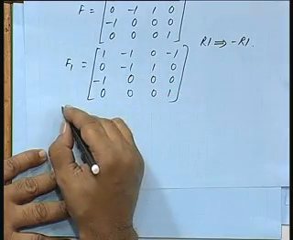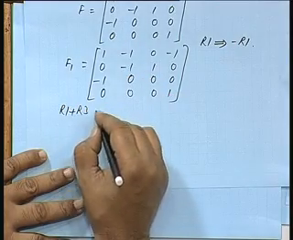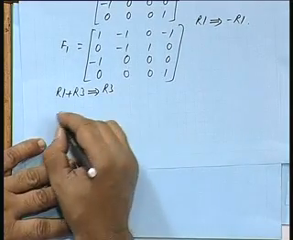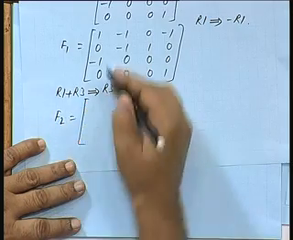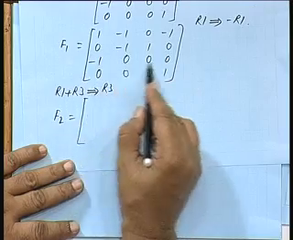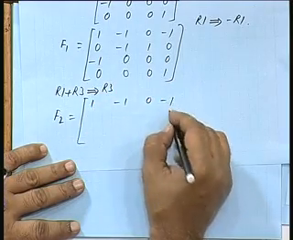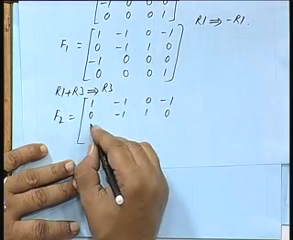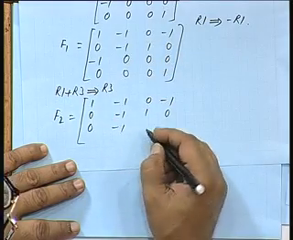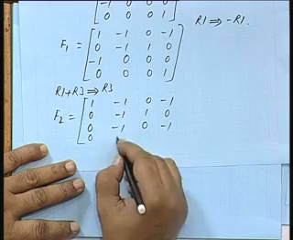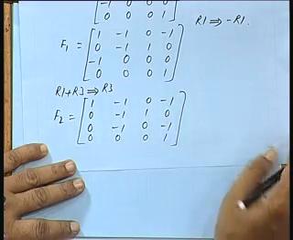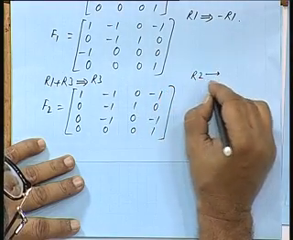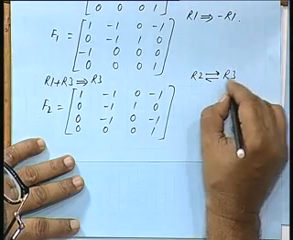Then from here R1 plus R3 we substitute for R3, then F2 becomes: R1 plus R3 will be replacing R3. So, 1 minus 1 0 minus 1 0 minus 1 1 0, then this plus this is 0, this plus this is minus 1, then 0 minus 1, then 0 0 0 1. Okay. Then interchange R2 and R3.